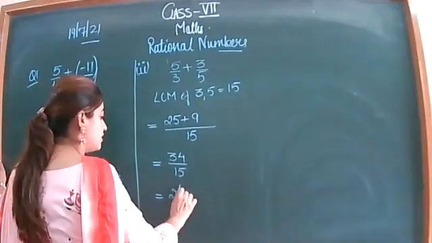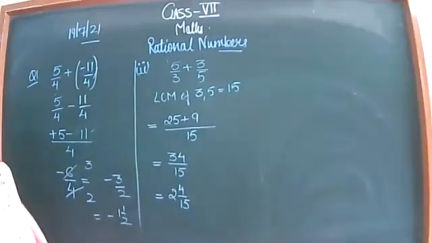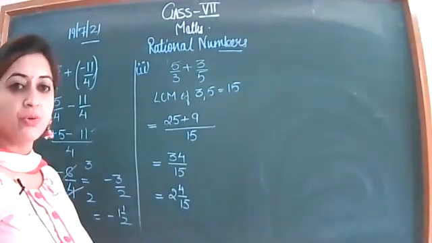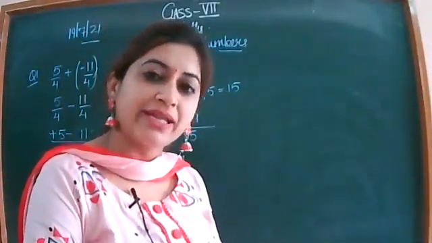Here 15 2s are 30, so 2 4 by 15. Is it okay? So please do the third part. I am waiting for you. You please all solve the third part. And if you have any doubt, I can explain it again.